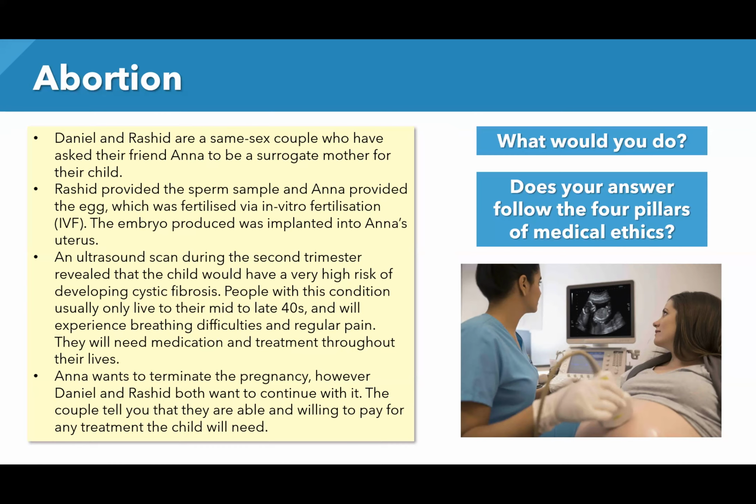An ultrasound scan during the second trimester revealed that the child would have a very high risk of developing cystic fibrosis. People with this condition usually only live to their mid to late 40s and will experience breathing difficulties and regular pain. They will need medication and treatment throughout their lives. Anna wants to terminate the pregnancy. However, Daniel and Rashid both want to continue with it. The couple tell you that they are able and willing to pay for any treatment the child will need.